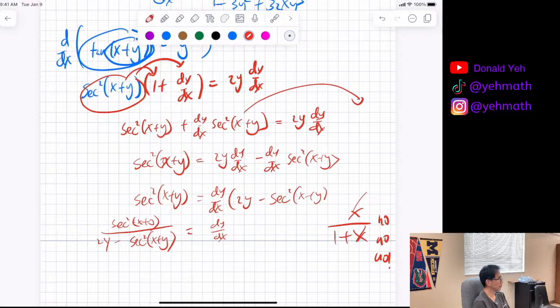Wait, in the second part, how did you get secant squared of x plus y times dy over dx? Because that distributes secant squared of x plus y into the parenthesis of 1 plus dy dx. Oh, I completely understand. Oh, I see.